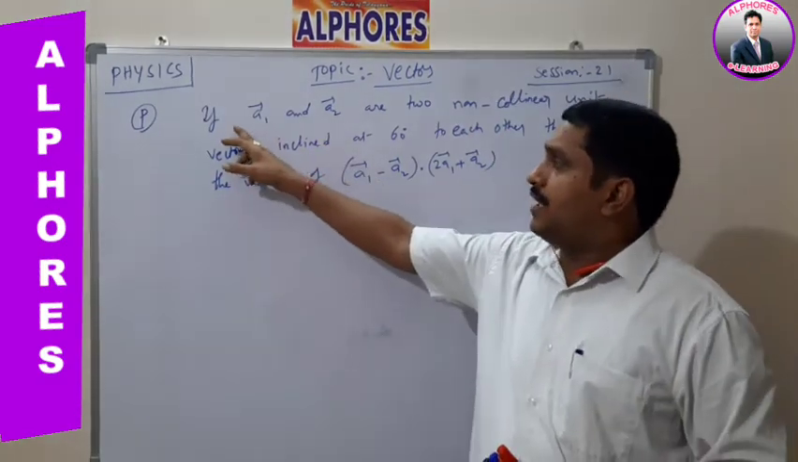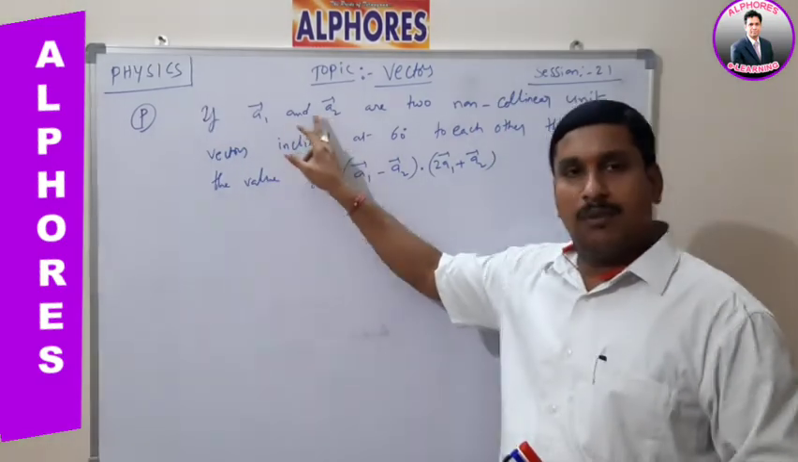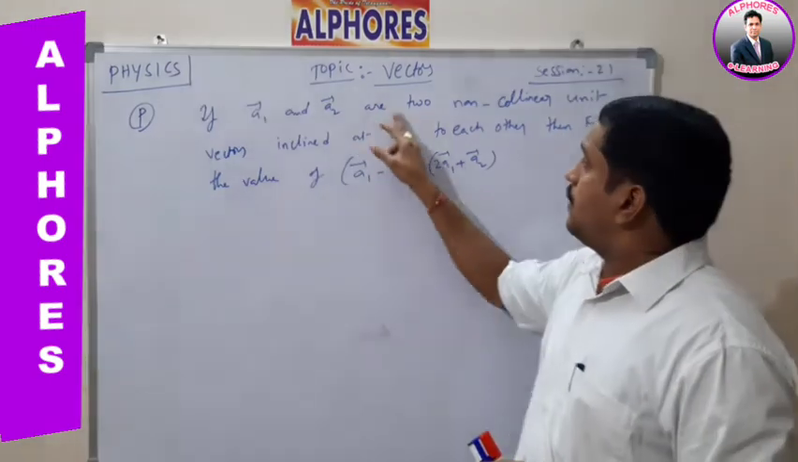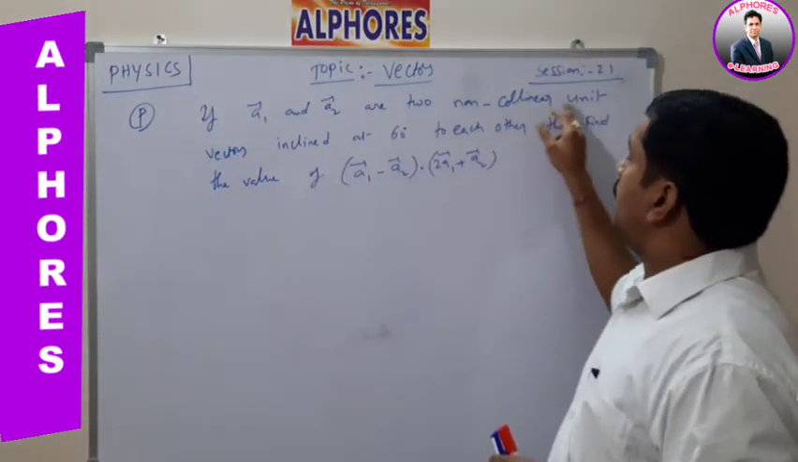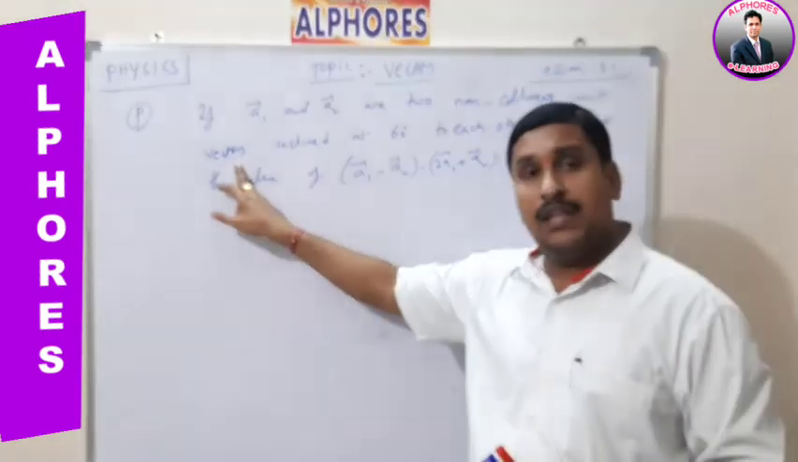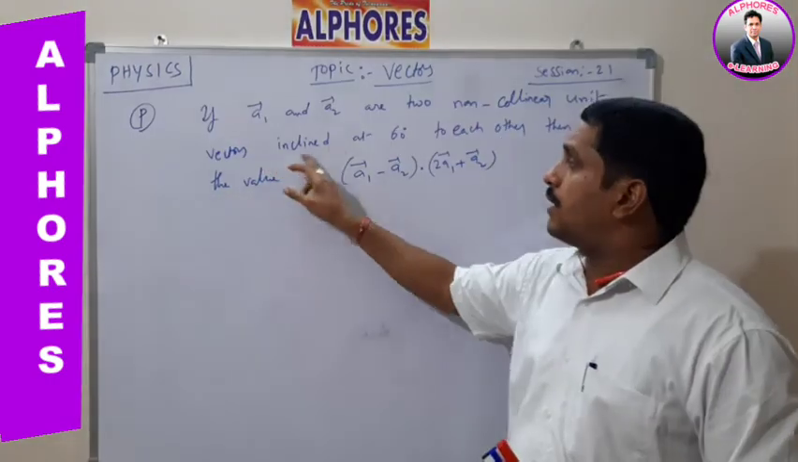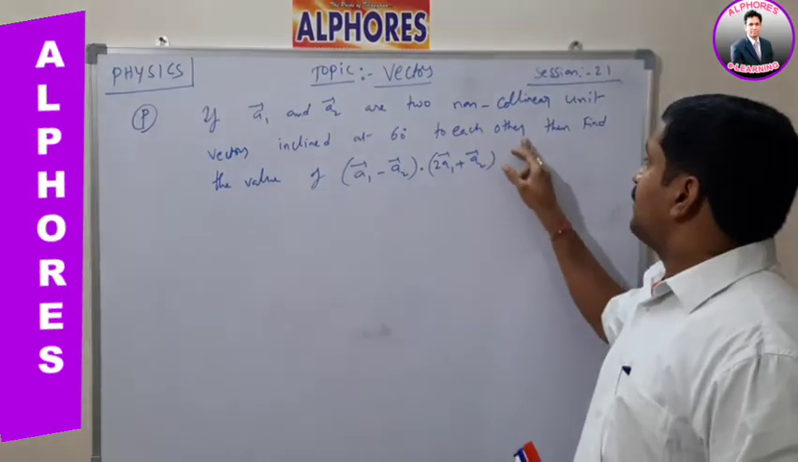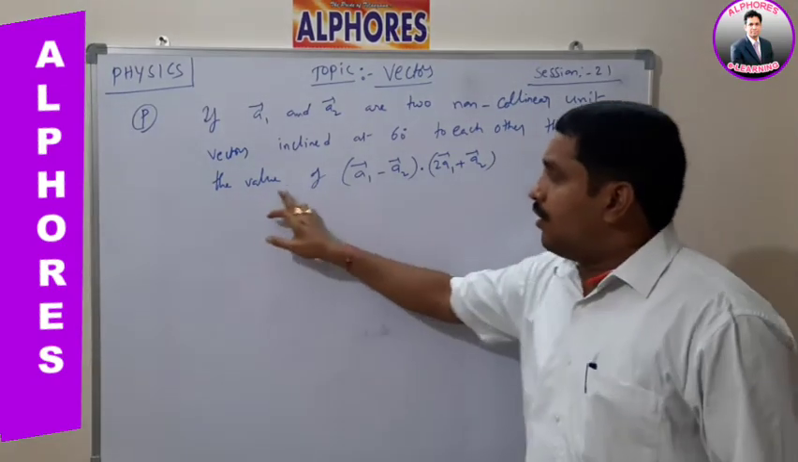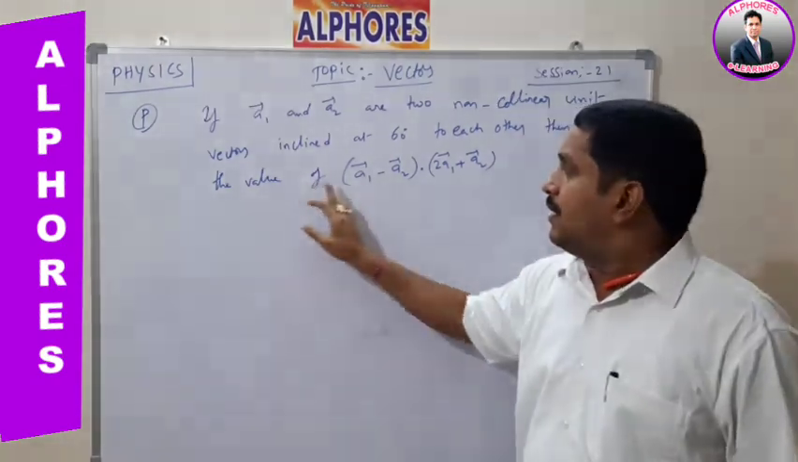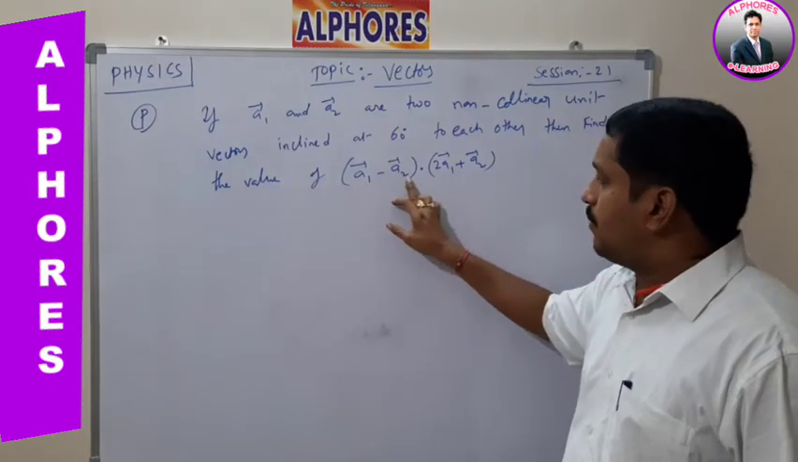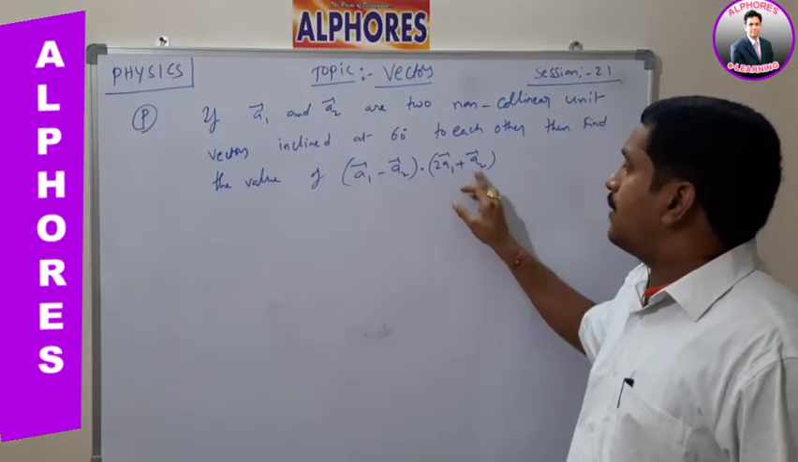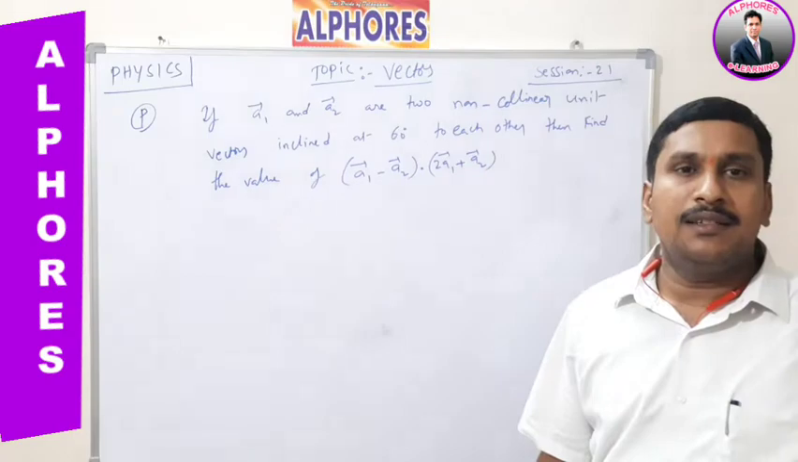Let us say A1 bar and A2 bar are two non-collinear unit vectors, which are inclined at 60 degrees to each other. Then find the value of (A1 bar minus A2 bar) dot (2A1 bar plus A2 bar).